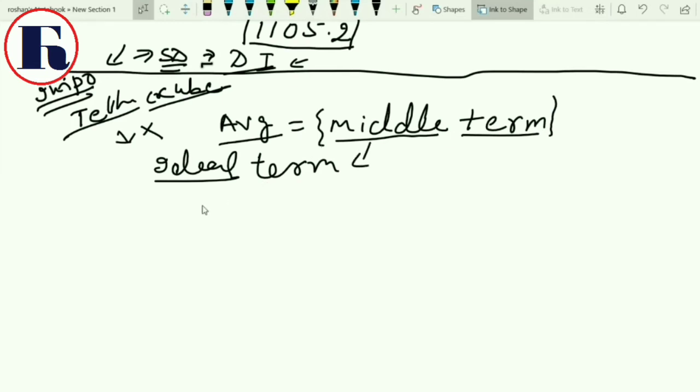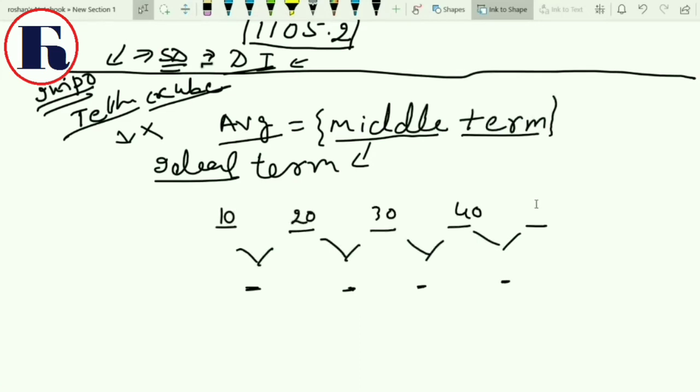So what is this ideal case? The ideal case is whenever the digits, or whenever we can call them the terms of a group, are equally spaced. What is the meaning of equally spaced? It means the difference between the numbers is the same. And I hope this kind of situation you have seen before. Let me write one example. This is 10, this is 20, this is 30, let's call it 40, and then 50.